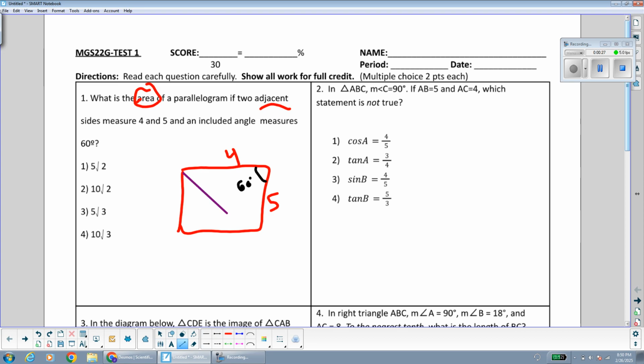Remember, the diagonals divide parallelograms into triangles. So we can use our area of a triangle formula with trig because we have two sides next to each other and the angle in between. We have sides A and B, and angle C in between.